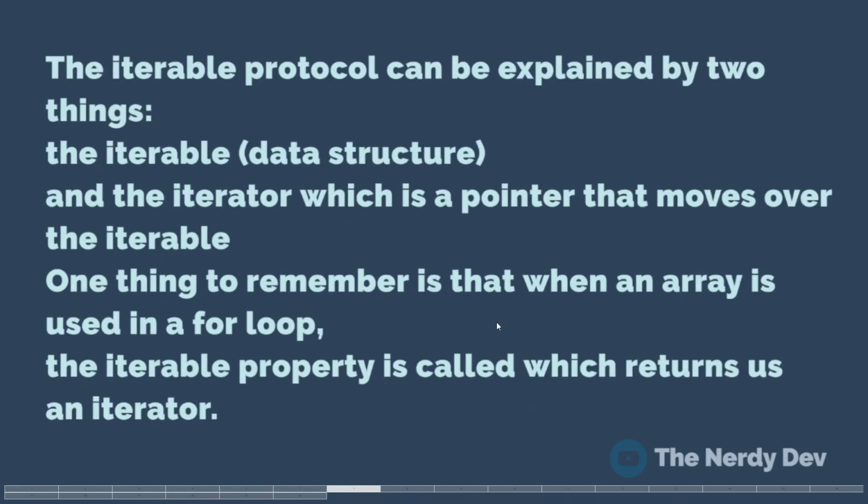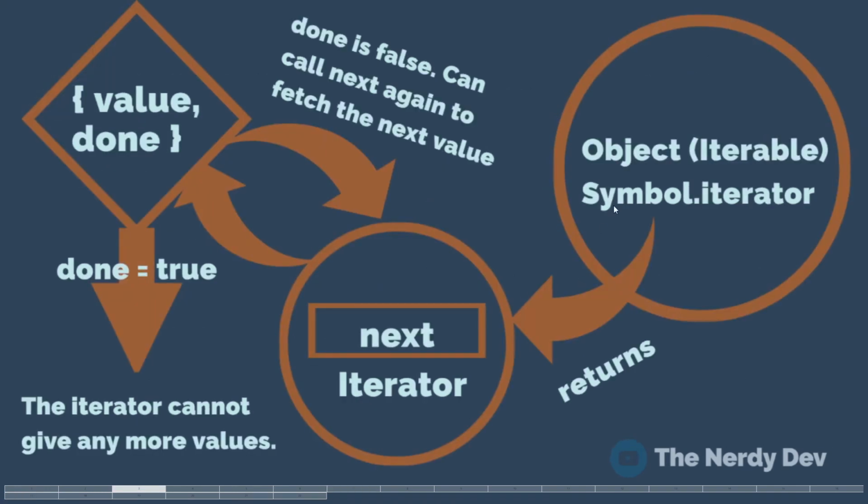Now one thing you need to understand is that the iterable protocol can be explained by two things: the iterable, which in this case is our data structure, and the iterator, which is a pointer that moves over the iterable. One thing to remember is that when an array is used in a for loop, the iterable property is called, which returns an iterator. So the iterator property is namespaced under Symbol.iterator, and the object that it returns can be used on an interface that is shared by all the looping control structures. So now comes the Symbol.iterator, which helps us to define an iterator.